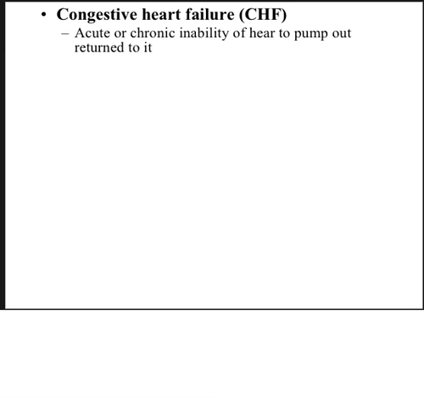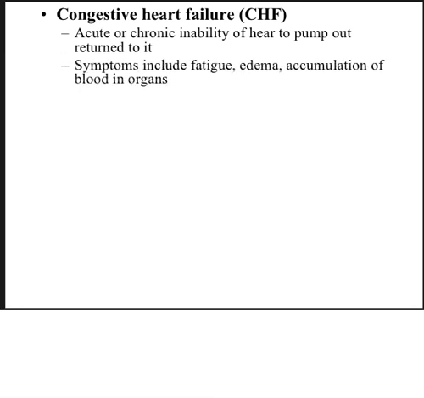Congestive heart failure is an inability of the heart to pump the blood that's returned to it. We see fatigue, edema, and accumulation of blood in the organs. One contributing cause is arteriosclerosis. This is hardening of the arteries, resulting in an increase in blood pressure, and as a result, an increase in the amount of work the heart has to do.